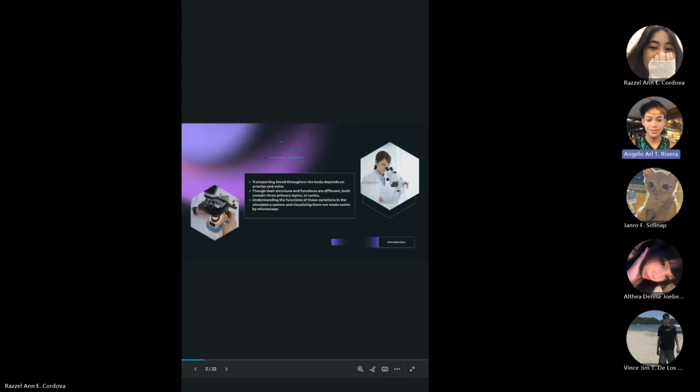We examined the arteries and veins in this experiment, which are crucial to blood circulation. Through the use of a microscope, we studied their structures and contrasted their similarities and differences. This helped us understand that form and function are related.